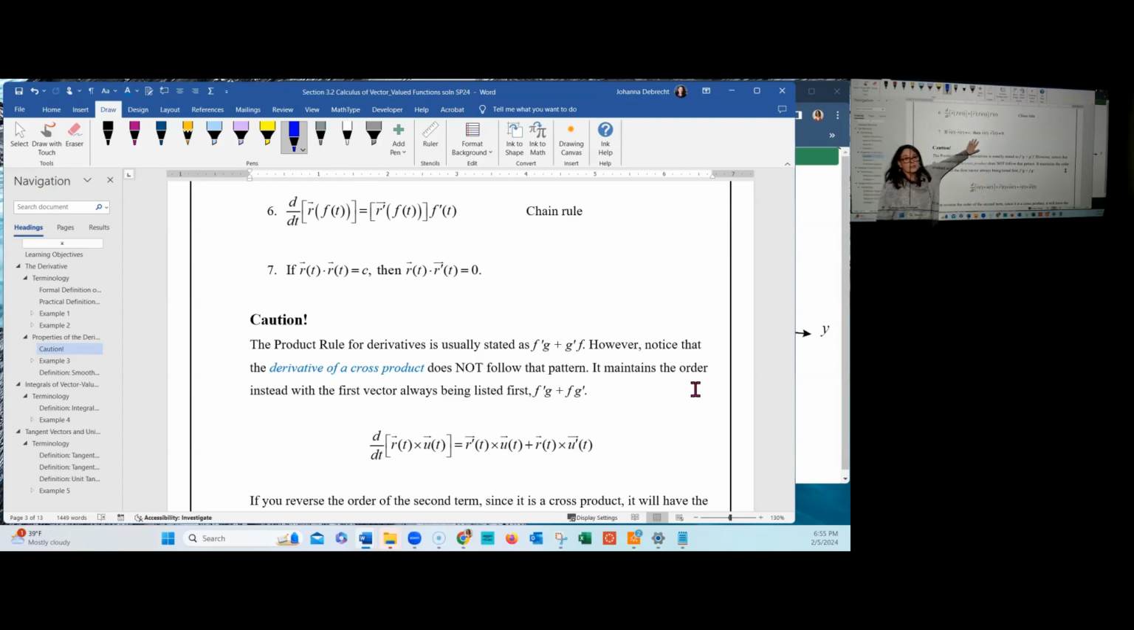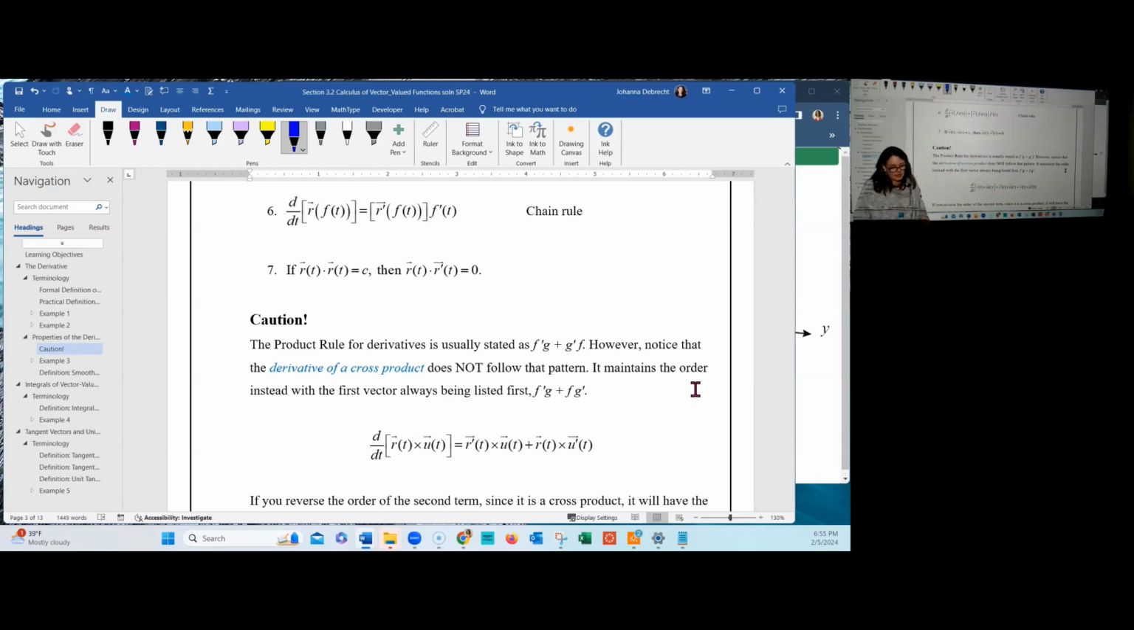This last rule is an interesting one. It says if I have a vector valued function and I dot it with itself and I get a constant, then the dot product of the vector with its tangent vector will be the scalar 0, all right? So if I dot a vector valued function with itself and I get any constant at all, then the dot product of the vector with its derivative will give me 0.